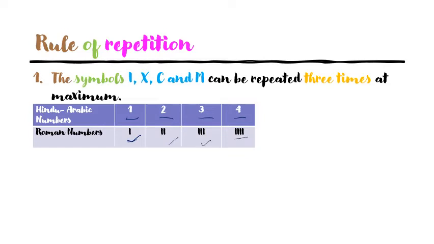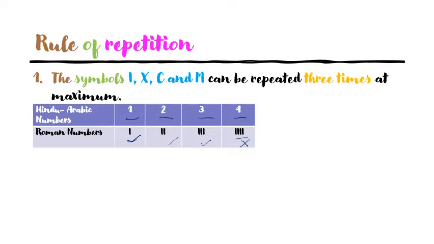But you can see here for 4, I is written 4 times. So is it correct according to the rule? No. Writing 4 in this way is incorrect. We can only repeat a symbol 3 times as per the rule of repetition.